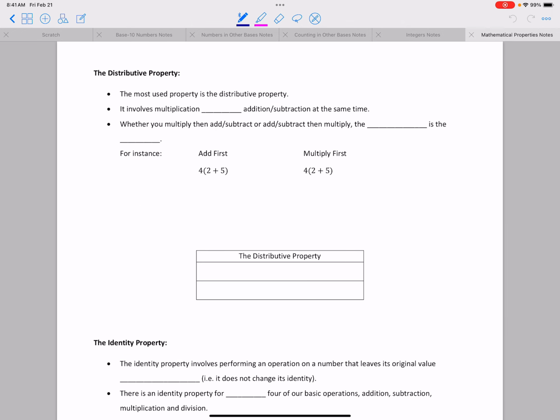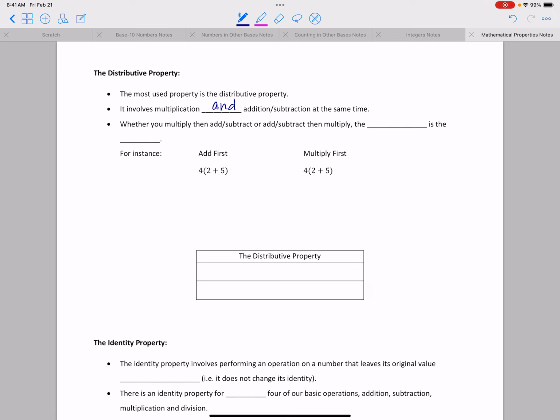So the distributive property, I put here that it's the most used property. I don't know that that's necessarily true. It's just that some of the other properties like the commutative and the associative, we sort of use those instinctually and we don't sometimes see the use of them, we just do it, where this one we physically see quite often. So the distributive property actually involves a couple of operations at the same time. It's looking at multiplication and addition or subtraction within the same problem.